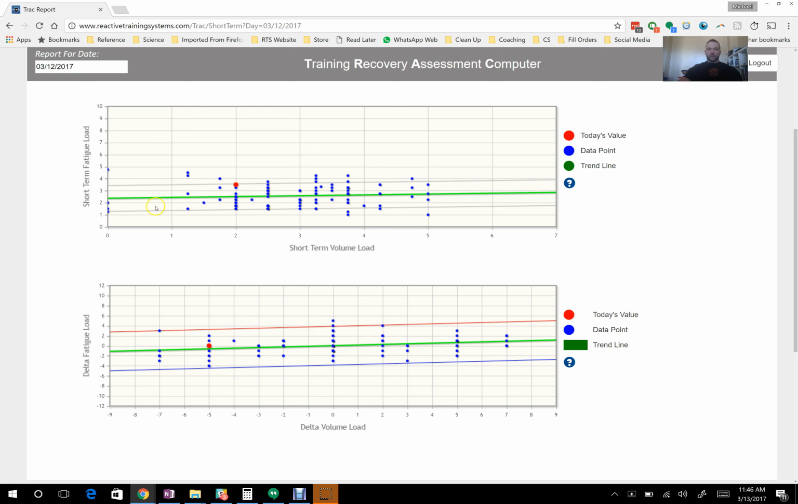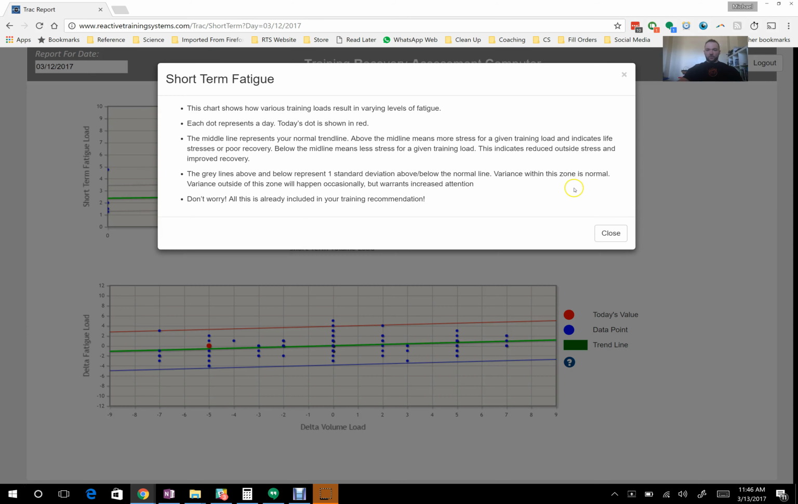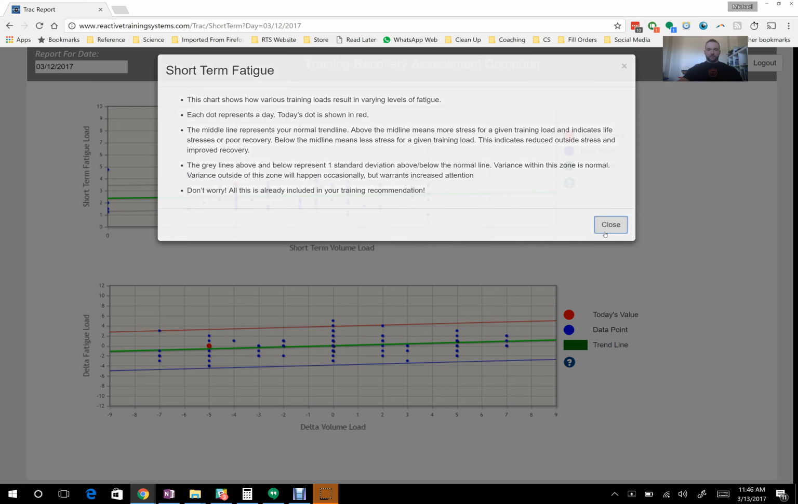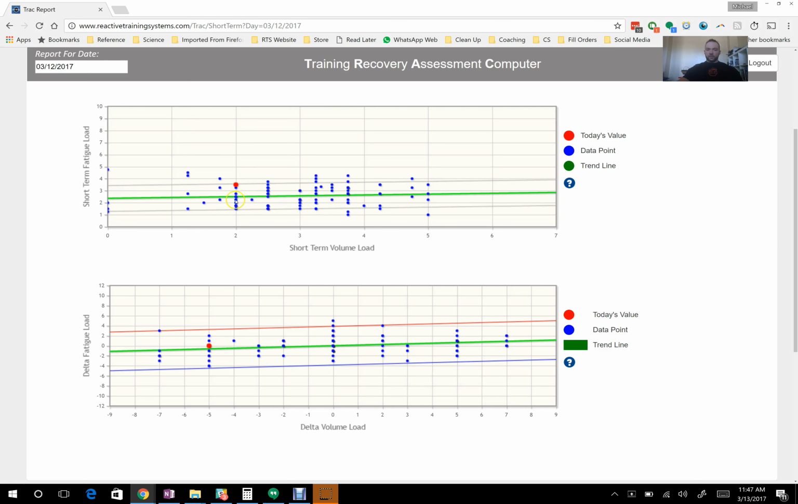Obviously there's variance there, and that's what these gray lines represent. They represent one standard deviation above and below the line. And you can find all that out by clicking on this question mark and reading up on it. So what this tells us, this red line you can see is right on the one standard deviation gray line. Okay, so that's where the indication comes from that the fatigue is higher than expected.